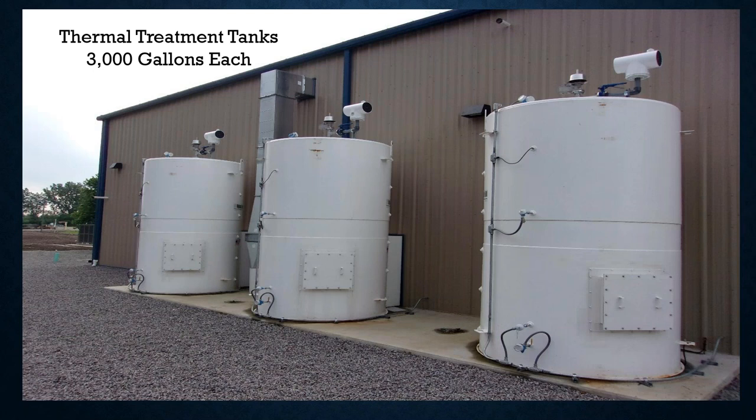We have three heat treatment tanks that are 3,000 gallons apiece. They're set up through a SCADA system. So while one tank is heating to 160 for 20 minutes, a previous tank that has already been heated for that long is discharging, and then the third tank is filling. So they're running in sequence. One's filling, one's emptying, and one's holding at 160. So that's how we run the feedstock through those. And then from there, that sludge that's been heated goes to the anaerobic digesters.